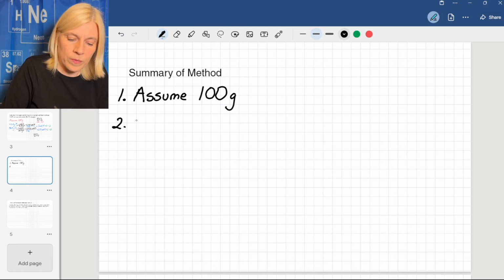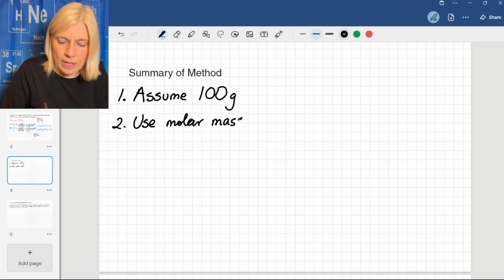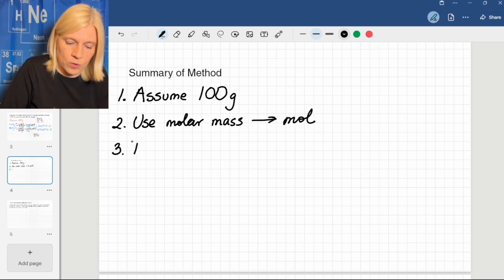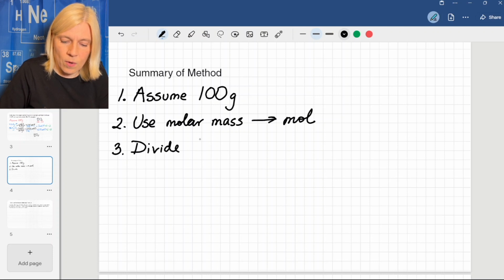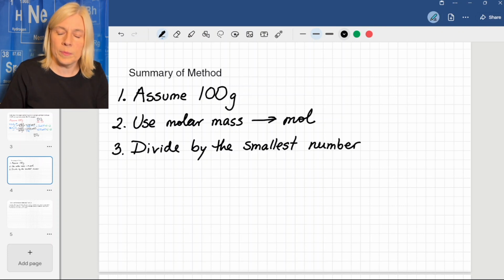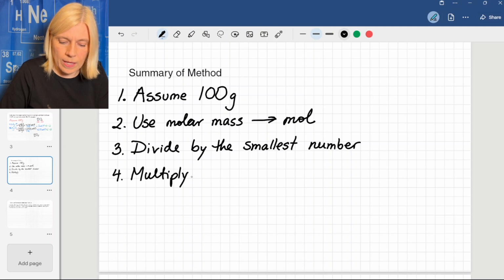Then we're going to use molar mass to get how many moles of each compound we have. So take the grams, turn it into moles. Use the molar mass on a periodic table. Number 3, you're going to divide by the smallest number. So then one of your elements will be 1. And then step 4, sometimes it might not be needed, you will multiply. You will multiply to get a whole number.